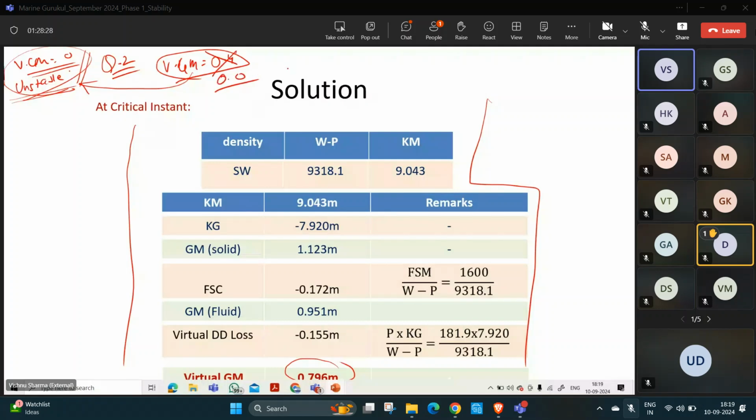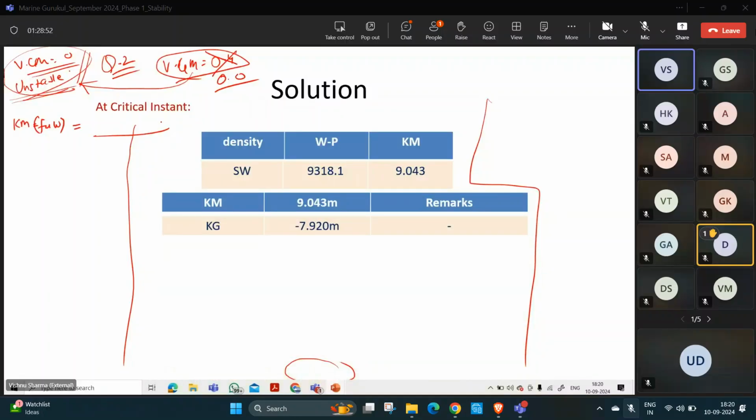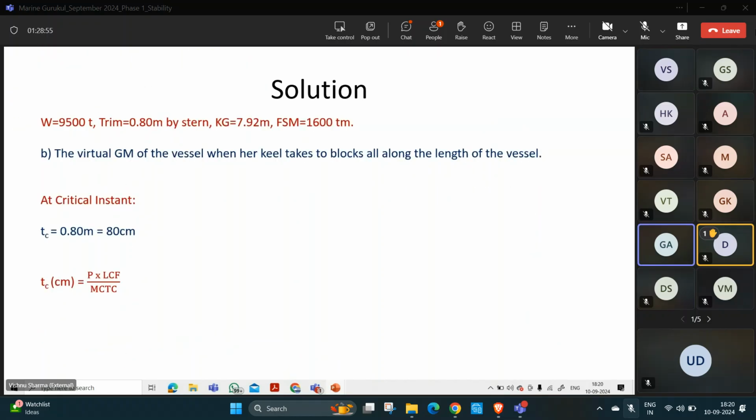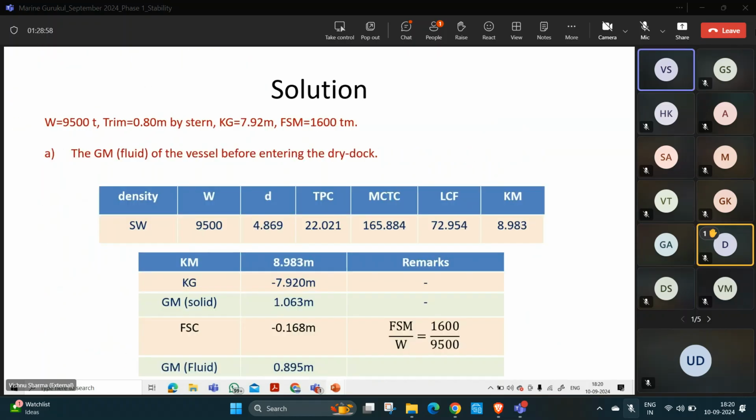GM of 0. Okay. So now, guys, the thing here is you will get the KM, but KM for what? Ideally, KM should be for W minus P, but P for part 3 is not available to you. So what will you do? You will pick up the KM for W, which was here in the table a while back. We saw the KM for W 8.983. So we have the KM for W, 8.983 meters. We have the KG of the vessel given to us, 7.920.